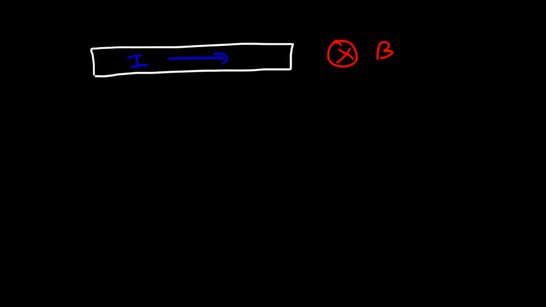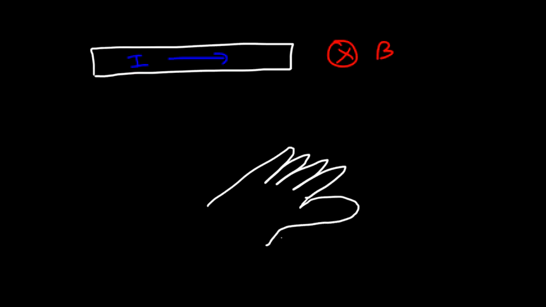So what you want to do this time, you want to direct your four fingers into the page. And you want your thumb directed east, that is, in the direction of the current. You want your four fingers to be into the page, and the force comes out of the palm of your right hand. So the force will be directed north if you do that. It's kind of hard to draw the direction of the hand on this video, but hopefully you can visualize it.